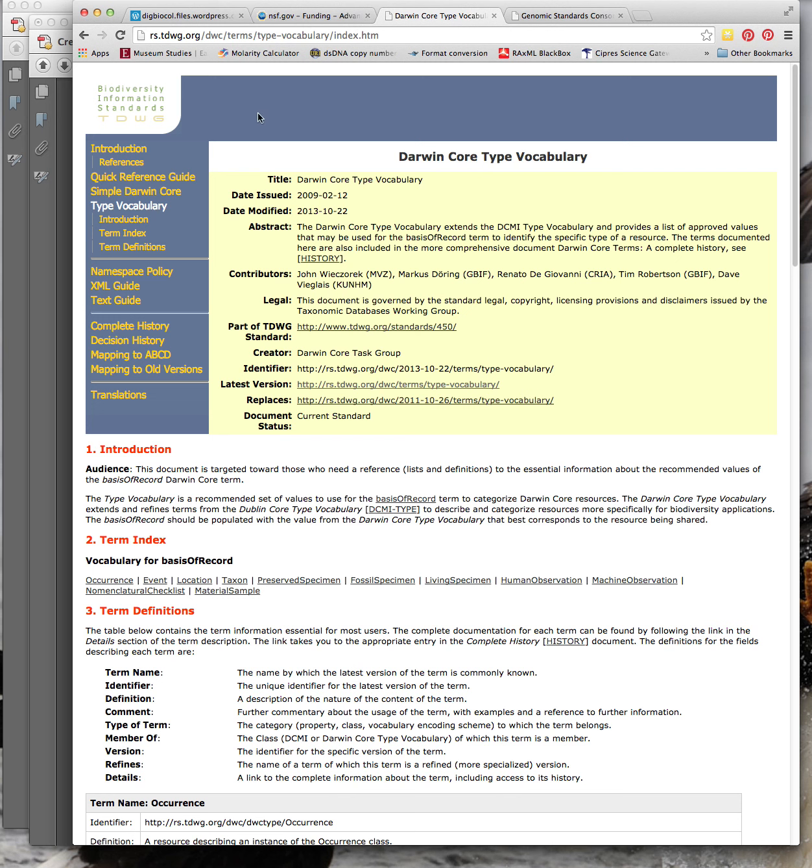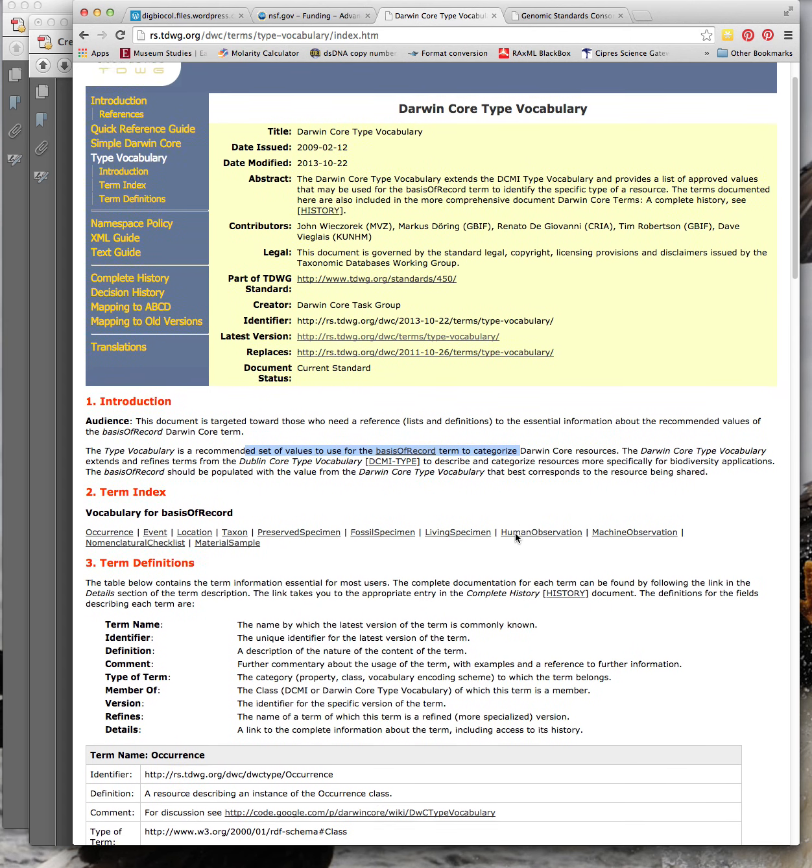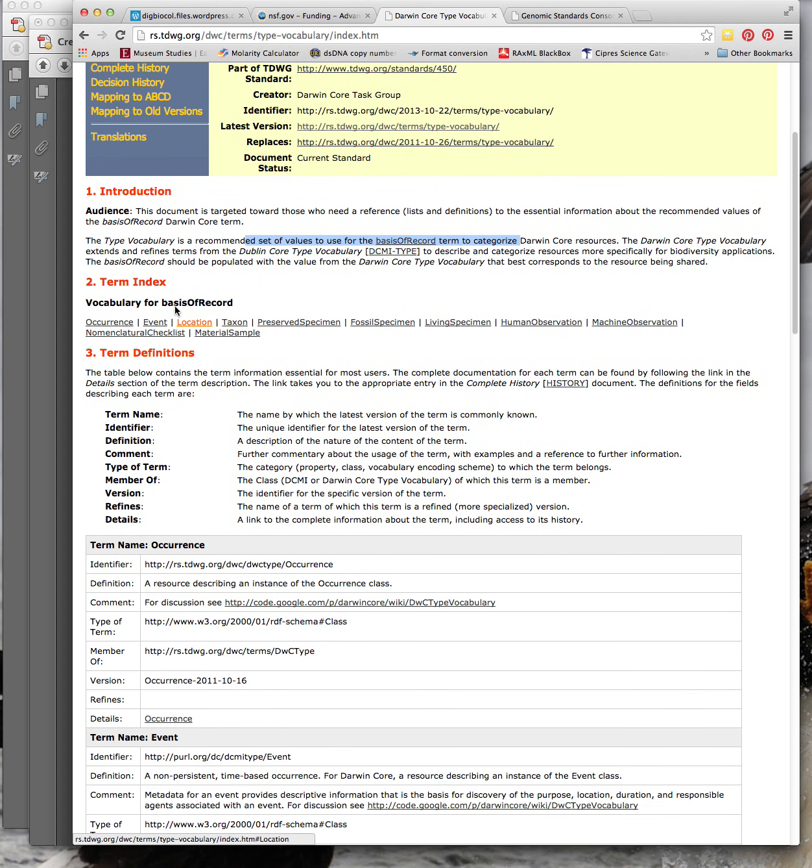I went into type vocabulary. So this is a set of values to use when you're categorizing collections. So here's some vocabulary for location. How do you write about a location, a locality for a specimen? How do you write about a taxon? How do you write about preserved specimens, fossil specimens, living specimens, and so on?